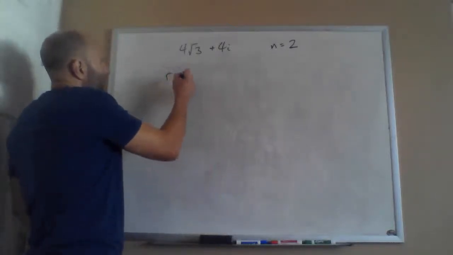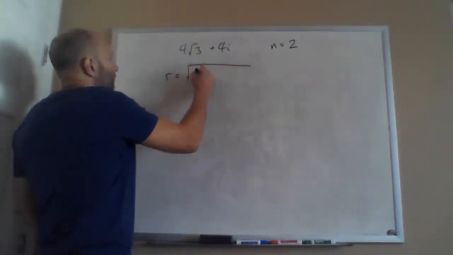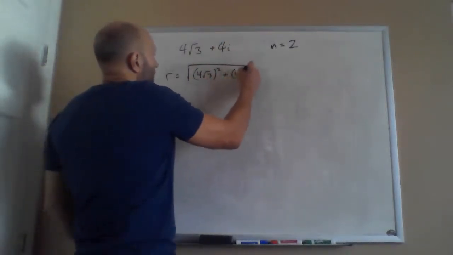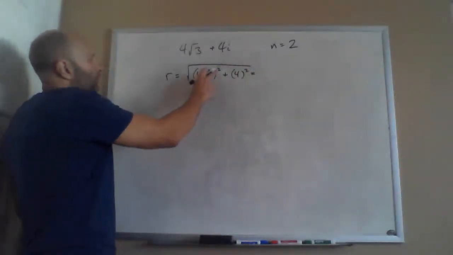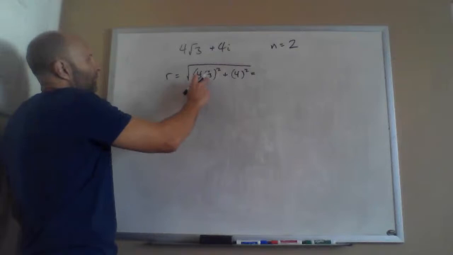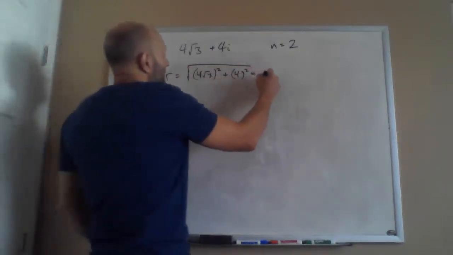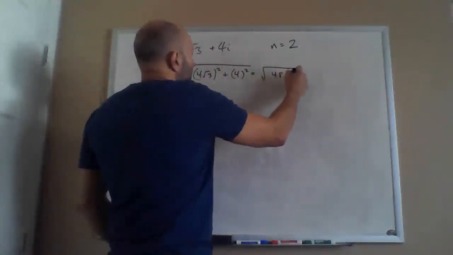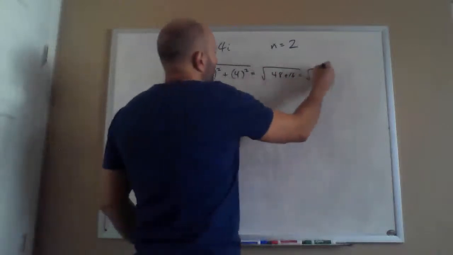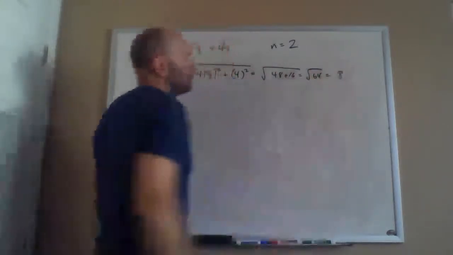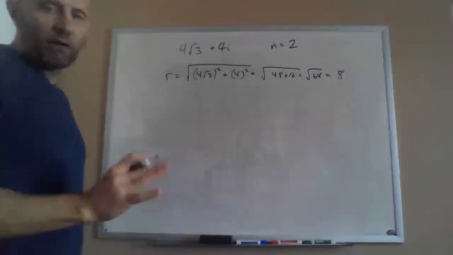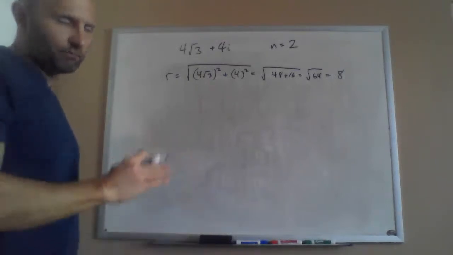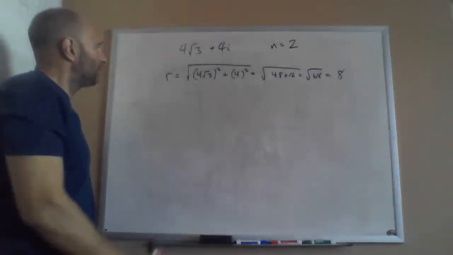We need r. We figured it out the same way. So 4 root 3 squared plus 4 squared. So 4 root 3, so square root of 3 squared is 3. 4 squared is 16. 16 times 3 is 48. And then 4 squared is 16. So this is square root of 64, which is 8. So our r is equal to 8. So far, so good. If you guys need me to stop, make sure you type in the exclamation point.